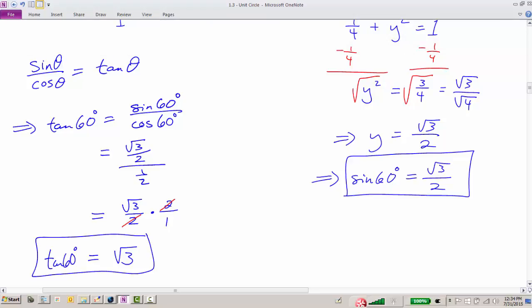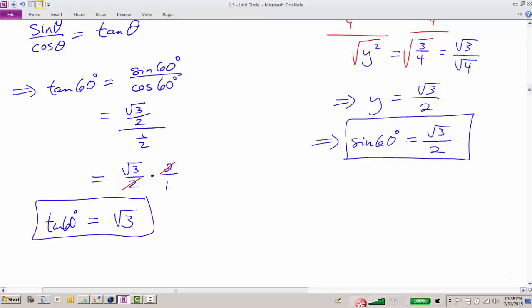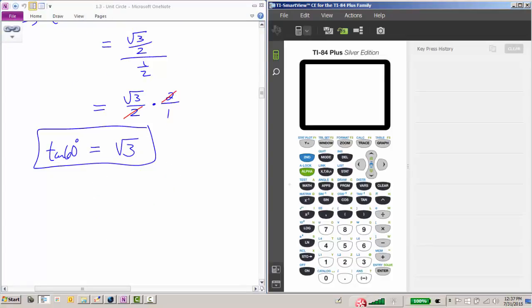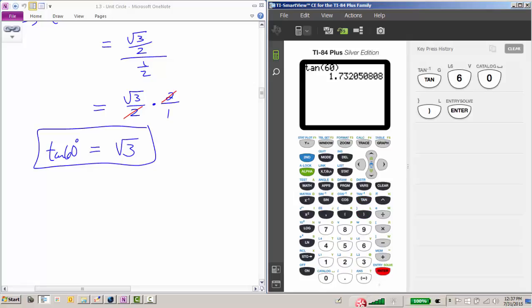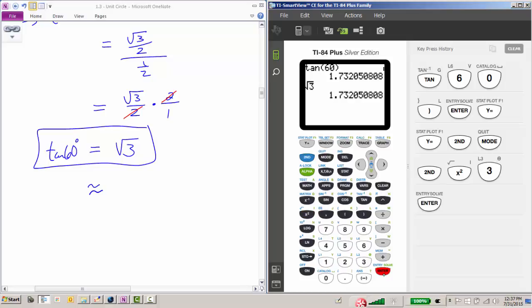Now, since we know the value of the angle here is 60 degrees, we can verify these results on our calculator and see that what we get on our calculator is equal to the approximate value of these radical expressions. For example, if we ask our calculator to evaluate tangent of 60 degrees, we get 1.732, and if we approximate the value of √3, we see that we get the same value.